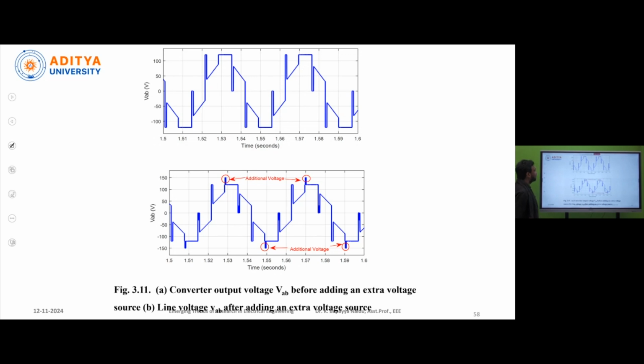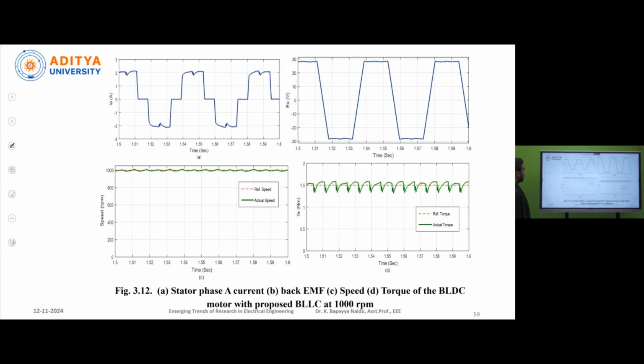Now here also, same. If you are observing this figure, this one is the decreased voltage. Okay, now if you are adding or injecting this extra voltage, automatically VAB will be increased. VAB is nothing but the line voltage of this converter. Now, if you are running the motor at 1000 RPM.